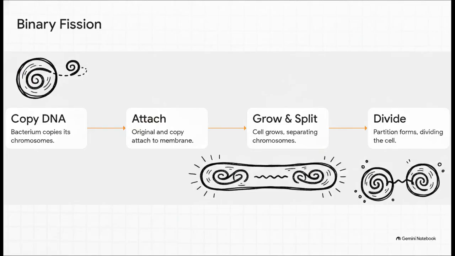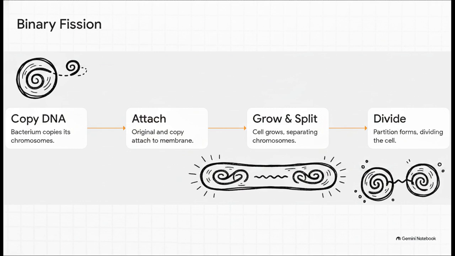Okay, so when conditions are actually good, bacteria need to multiply, and they do this incredibly fast through an asexual reproduction process called binary fission. It's a simple step-by-step. First, the bacterium copies its chromosome. Next, both the original and the copy attach themselves directly to the cell's plasma membrane. As the cell grows larger, it naturally pulls those two chromosomes apart. And finally, a partition forms right down the middle, dividing the organism into two completely identical smaller cells.